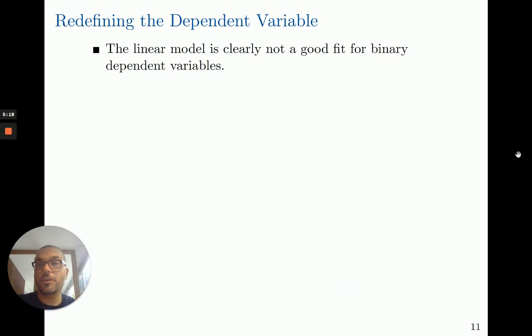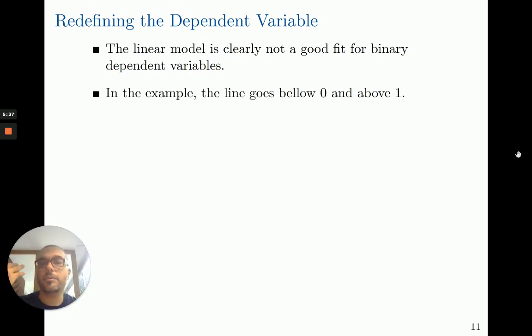Okay? So how are we going to solve the problem? We have to redefine the dependent variable. The linear model is clearly not a good fit for binary dependent variables, so we have to do something else. In that example, the line goes below 0 and above 1, so you can tell that probabilities are outside the range between 0 and 1, which of course makes no sense.